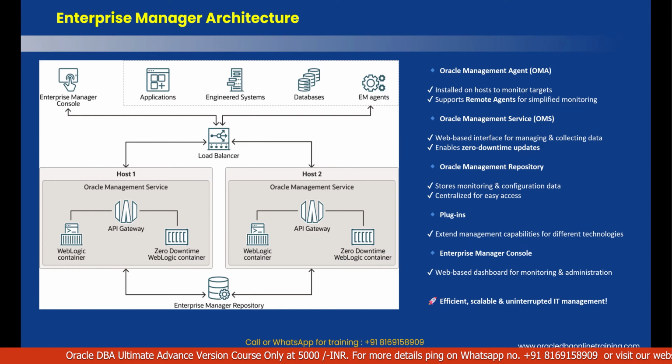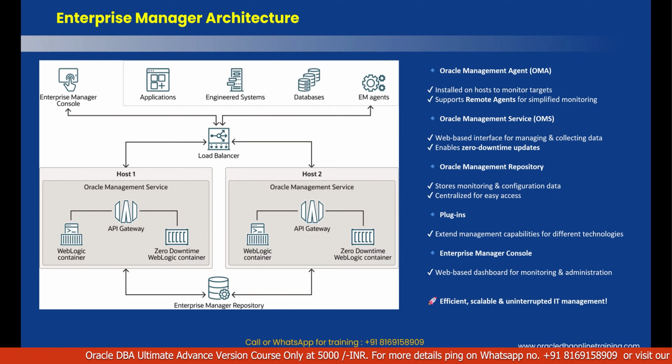Now, coming back to the architecture of OEM 24ai, you can see that at the bottom layer we have the Enterprise Manager Repository. On top of this, you have to do the OEM software installation. If you look at the main components of Oracle Enterprise Manager, we have OEM agents running on the servers and OMS services running. OMS is a piece of software that gets installed as part of the OEM configuration. You can install this software either on the same server where your repository database is running, or as a separate configuration on other servers.